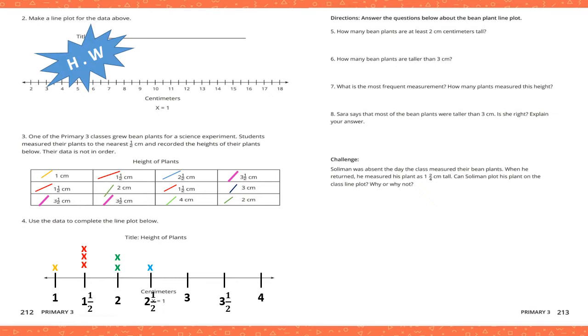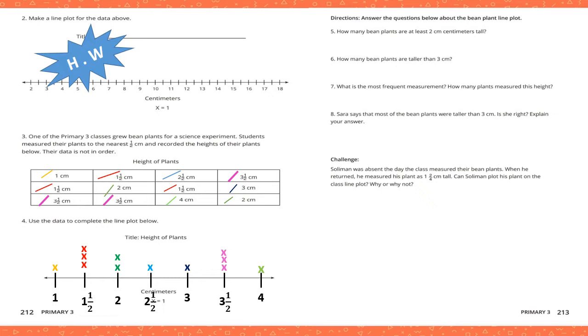How many 3 centimeter? I have 3 centimeter. I will put 1x. 3.5. Let's count. How many 3.5? 1, 2, 3. So I will put 3 x's here with the purple color. Number 4. How many 4 centimeter? Only 1. So I will put 1x.